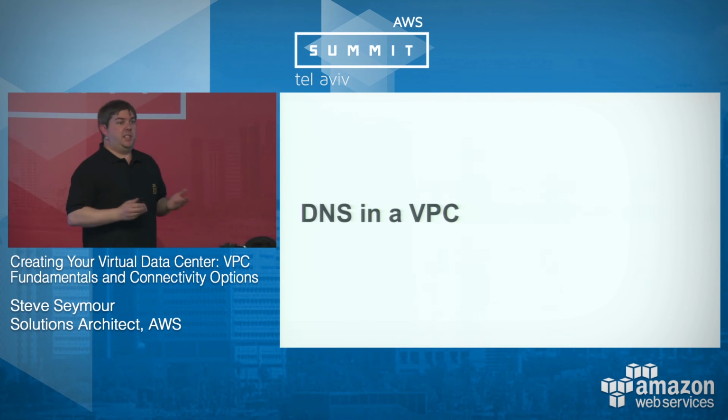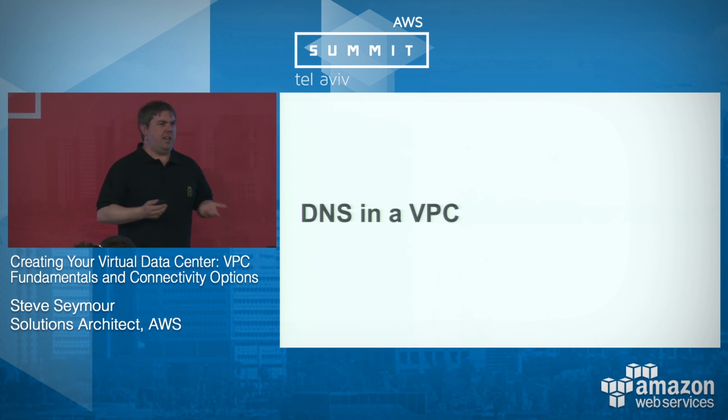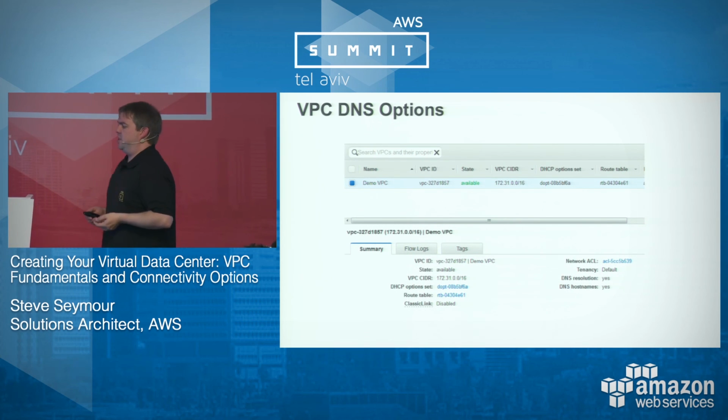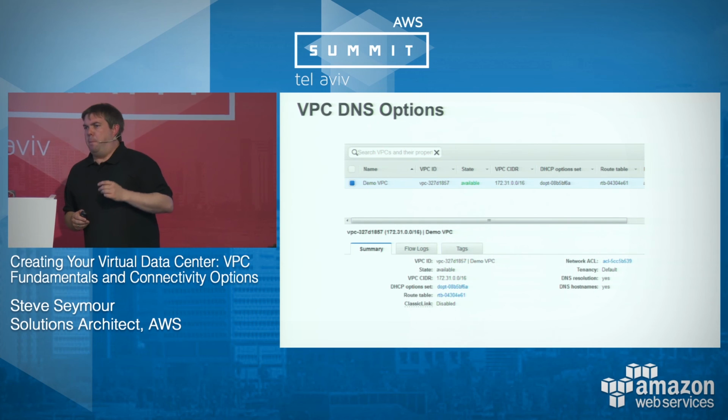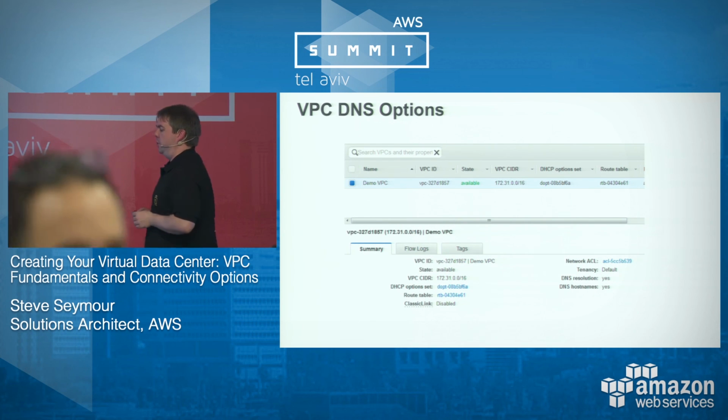Okay, let's move on to DNS in our VPC. We've talked a lot about the network level functionality, but what about name resolution? Now, DNS inside a VPC is actually very, very flexible. You can do things like configure your own DNS servers if you really want to. But I'm going to focus on the feature that we provide you if you choose to use our DNS solution.